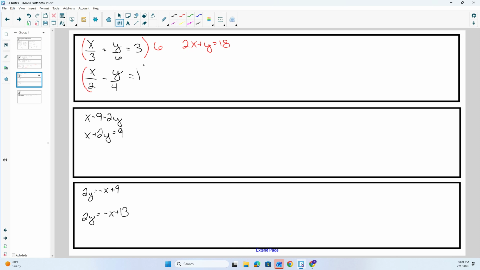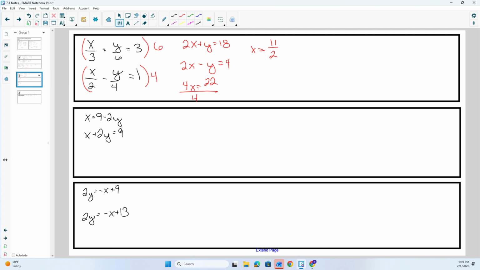This one down here, my common denominator is 4. So that gives me 2x minus y equals 4. This ends up being really nice because, as you see, we have a positive y, negative y. If we add them together, that gives me 4x is equal to 22. When we divide by 4, x is equal to 11/2.